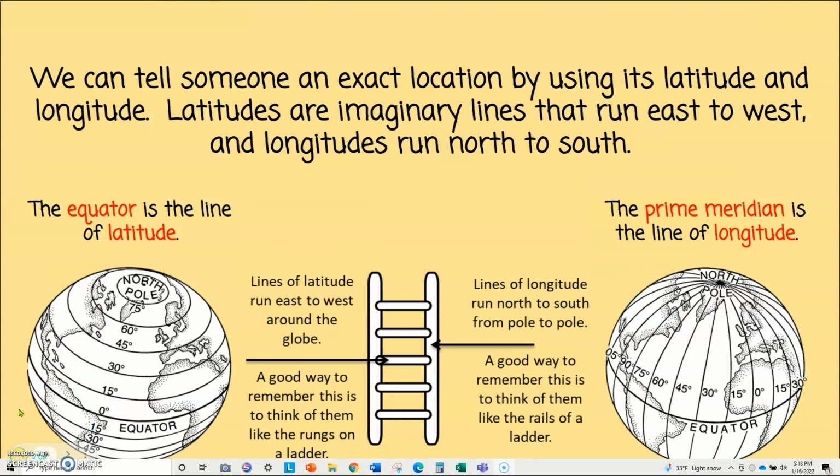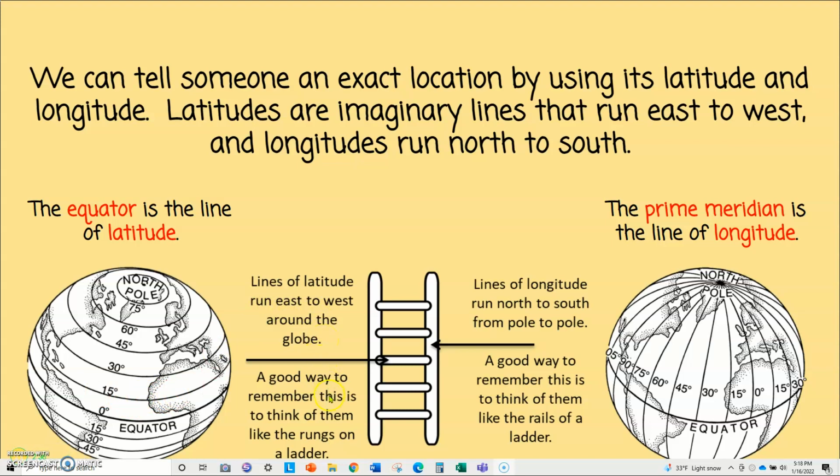We can tell someone an exact location by using its latitude and longitude. Latitude lines are imaginary lines that run east or west, and longitude lines run north to south. The equator is a line of latitude. See, it's going east and west. Lines of latitude run east to west around the globe.